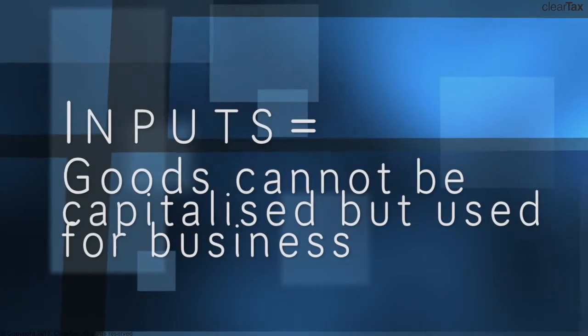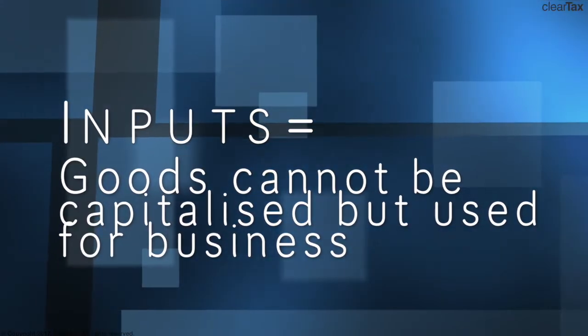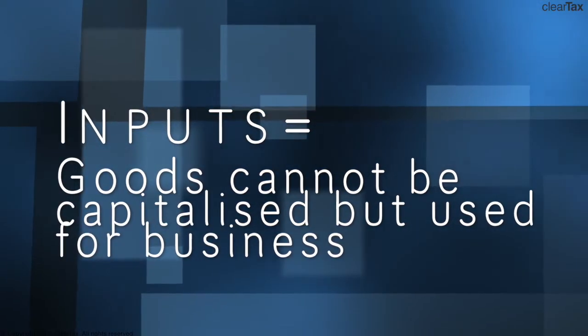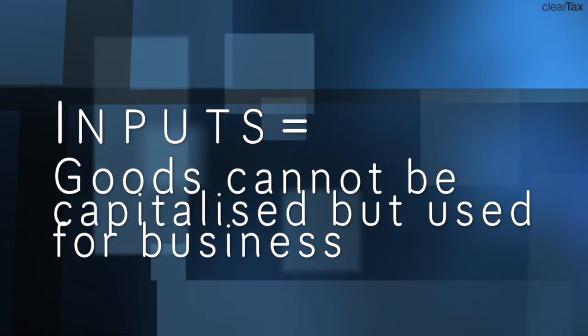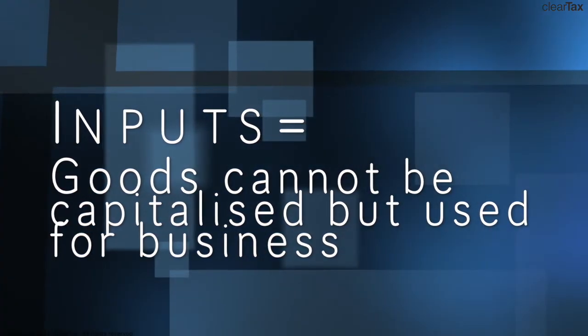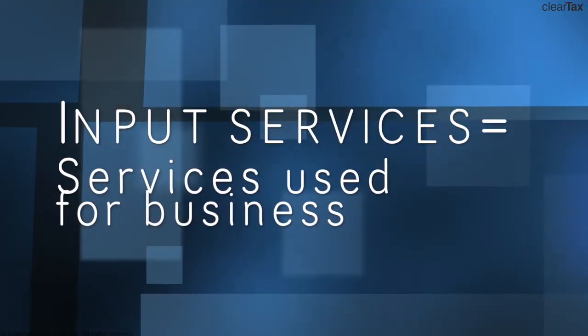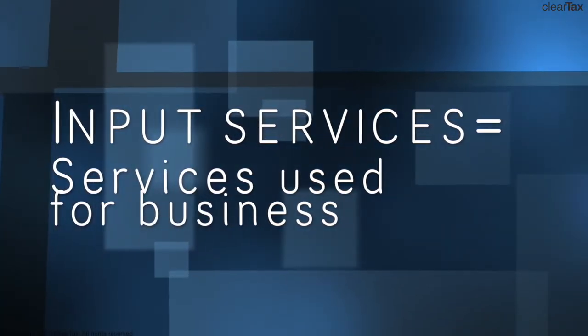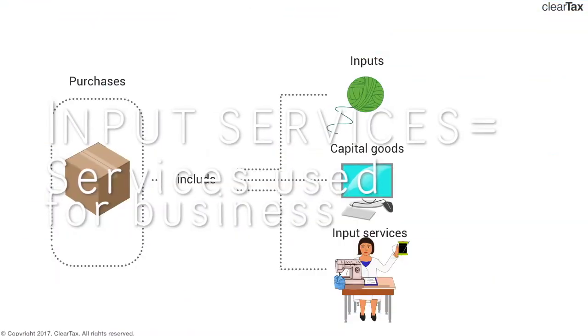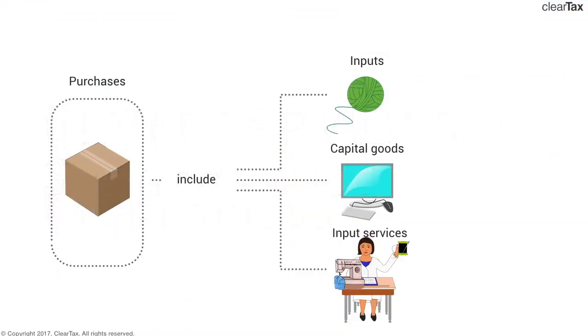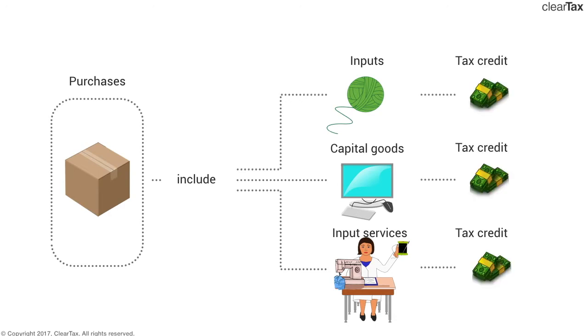Well, the definition of input under the law is very simple. All goods purchased which are not capital goods, but again, they should be used for the furtherance of business. Input services, as you can guess, are nothing but services purchased for use in business, for furtherance of business. So these are the three types of purchases: inputs, input services, and capital goods. And on all three purchases, generally, input tax credit is allowed.